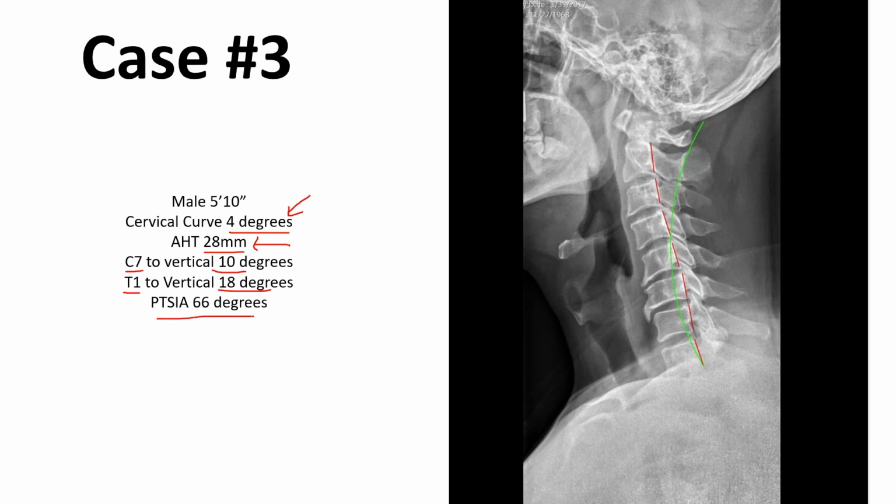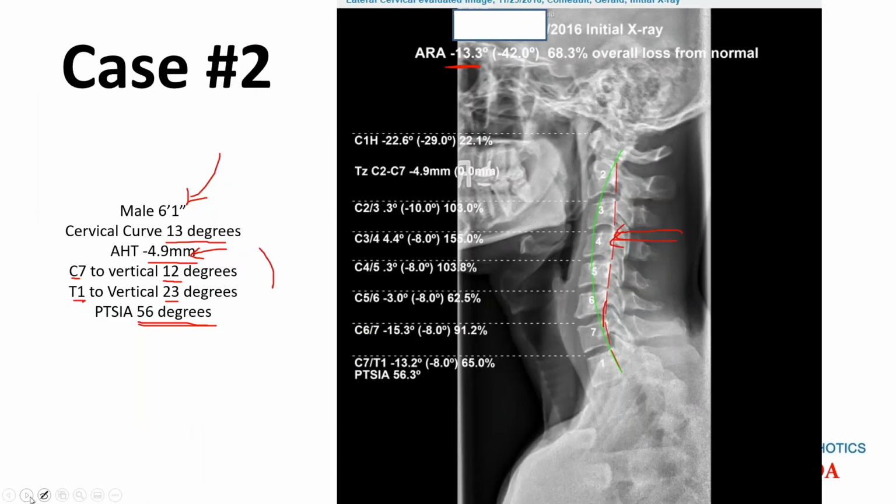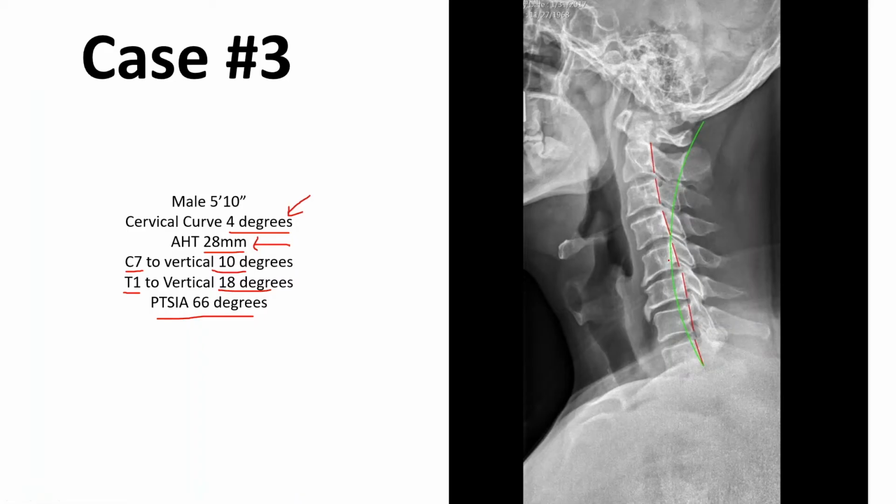Now let's estimate what kind of curve correction is possible. 66 degrees, right? If we go back here, what do we say? 66, so just above here. So, 26, maybe 27 degrees of curve. However, in this situation, knowing how stiff and rigid he is and how much arthritic change he has in his spine, I'm not going to promise him that top end. I'm going to tell him, hey, we're shooting for high teens, maybe low 20s in your case.